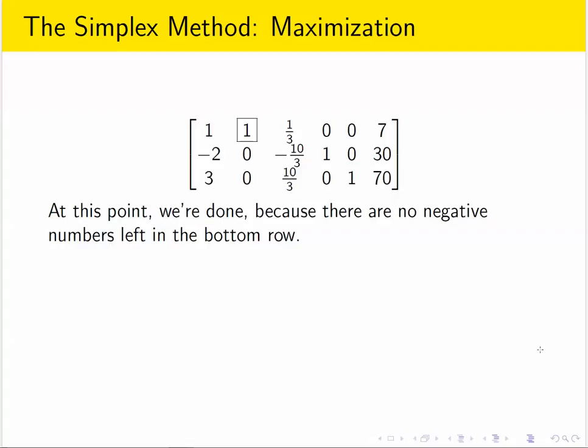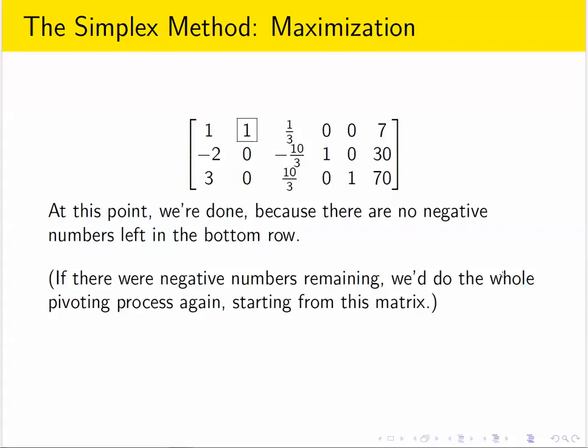So at this point, we've completed our two steps of making the pivot into a 1 and making the other entries in that column zeros. So we've completed a process of pivoting, and we're actually done with the entire simplex method on this example. And the way we know we're done is because when we look at the bottom row, there are no negative numbers left in that bottom row. If there were negative numbers remaining in the bottom row, we'd start the entire pivoting process again, beginning with finding a new pivot. We'll see that in a later example.